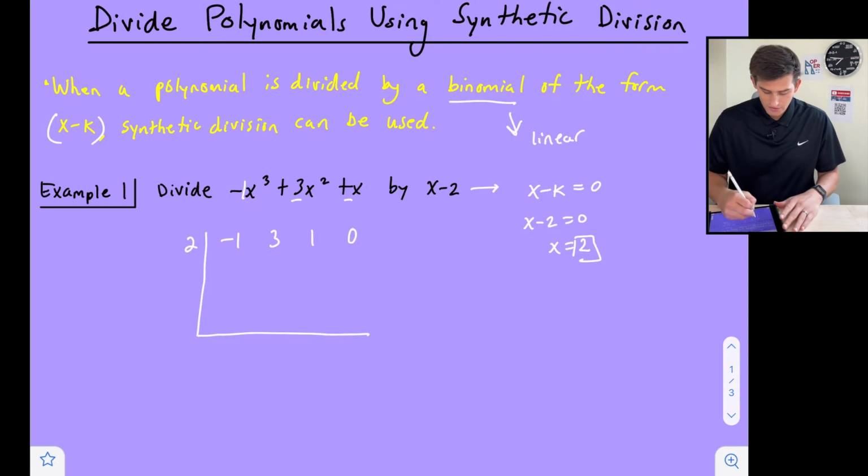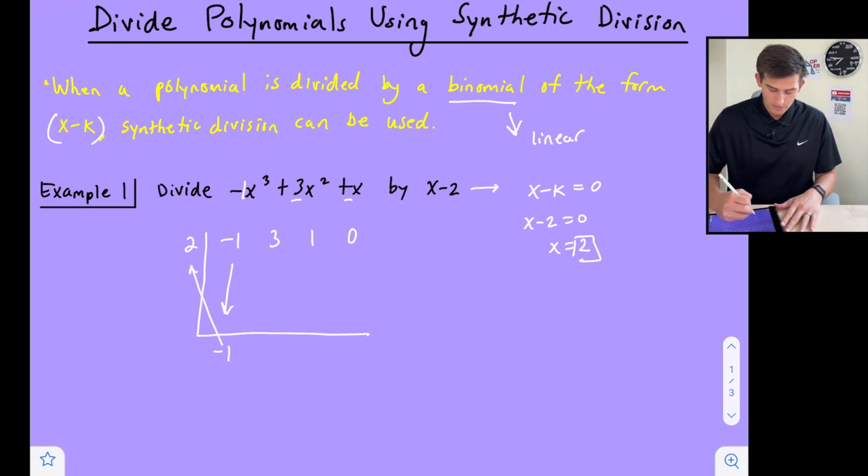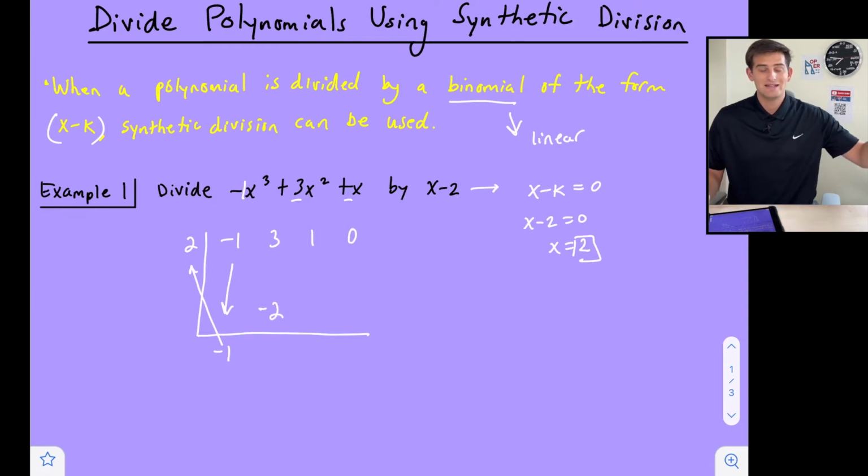So our first term we're always going to bring down, it's kind of like a freebie, we just write it down there, -1. And now from here on out, we're going to multiply our numbers that are diagonal, and then we're going to add the numbers that are vertical. And so let me show you what I mean. So we're going to take -1 and multiply it by 2, and we're going to put that right there, we get -2. So we multiplied that diagonal.